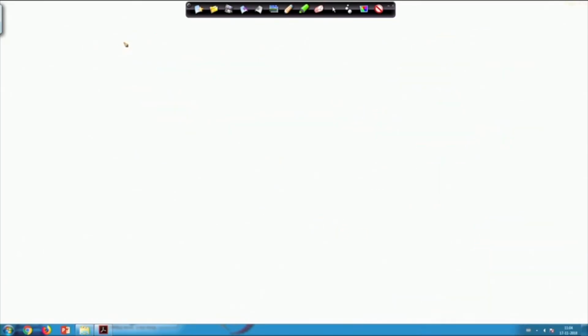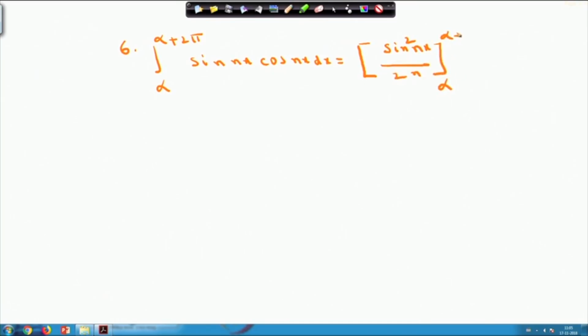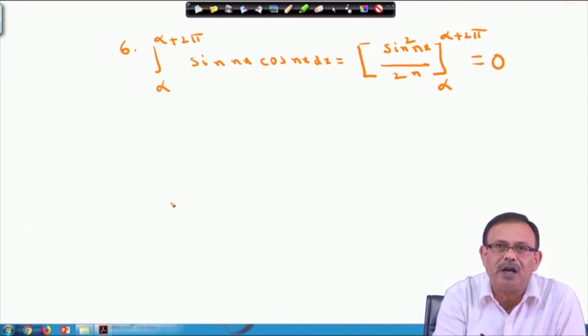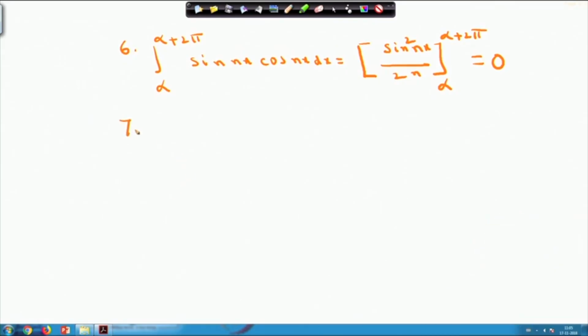The next one, number 6, is the integral from alpha to alpha plus 2 pi of sin nx cos nx dx. If you evaluate the limit over here, this is sin square nx by 2n from alpha to alpha plus 2 pi, and this value again will be equal to 0. So, the integral of sin nx cos nx dx from alpha to alpha plus 2 pi, when I evaluate it, is equal to 0.